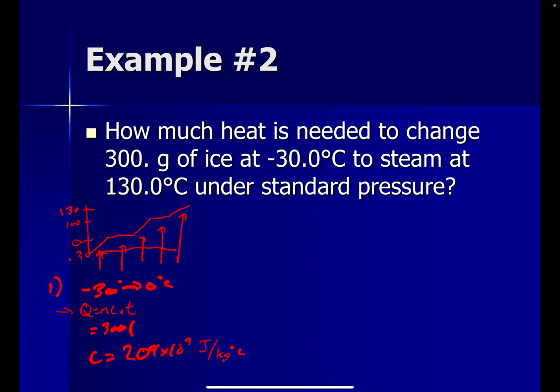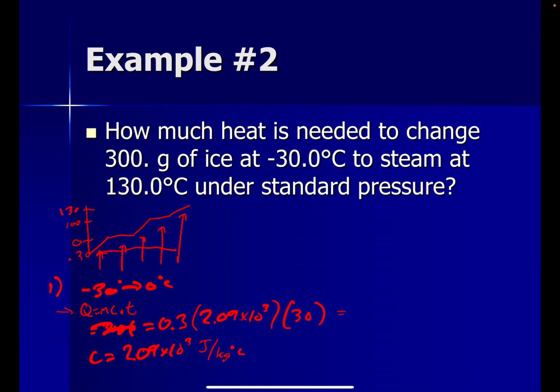So let's go ahead and do that first. What is 300 grams in kilograms? We just divide by 1,000, and we get 0.3. Our C is 2.09 times 10 to the third. Our change in temperature is 30 degrees, right? We increase 30 degrees, and so we multiply those all together.